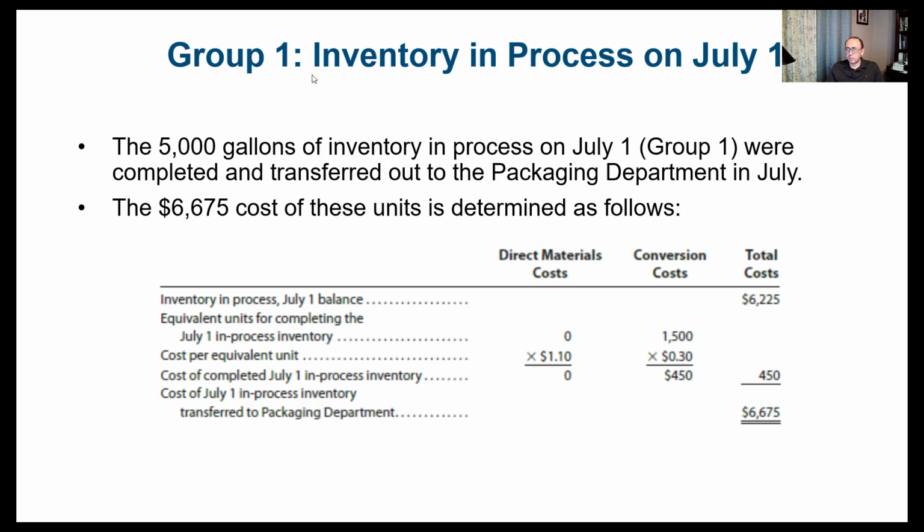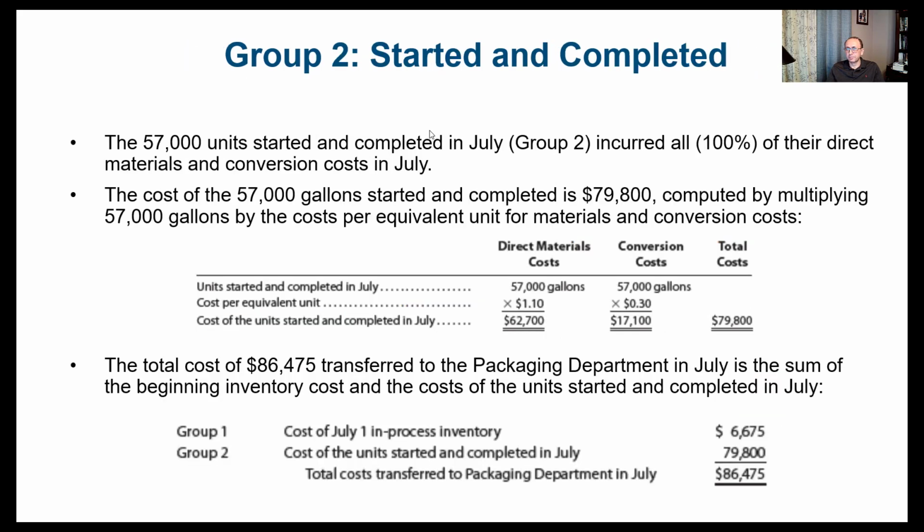That's Group 1, and remember, Group 1 was all transferred to the packaging department, which is the next department. For Group 2, which is the started and completed, and also Group 3, which is the inventory still in process that wasn't completed, we had 60,000 units. These were whole units that we started, but 57,000 units are the ones that were started and completed. These fall under Group 2. They incurred all 100% of their direct material and conversion costs in July. So for these it's going to be easy because it's going to be 100%.